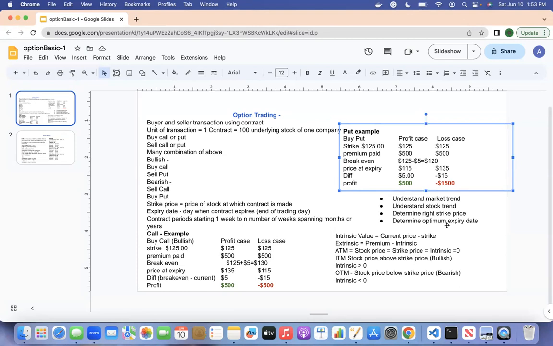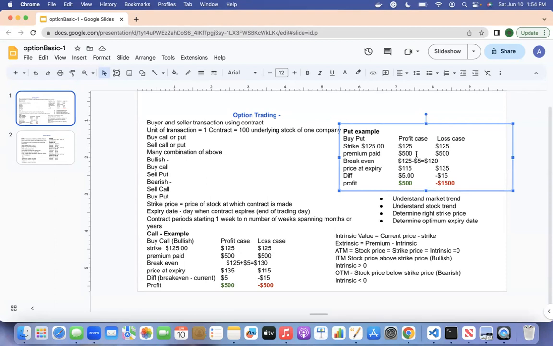So for that, you also have to give a premium. Let's say you give a premium of $5, which is $500 total debited from your account for 100 stocks. Your break even in this case will be 125 minus 5. So as long as Apple stock is above 120, you are not making any profit. If it goes below 120, then only you will make a profit.